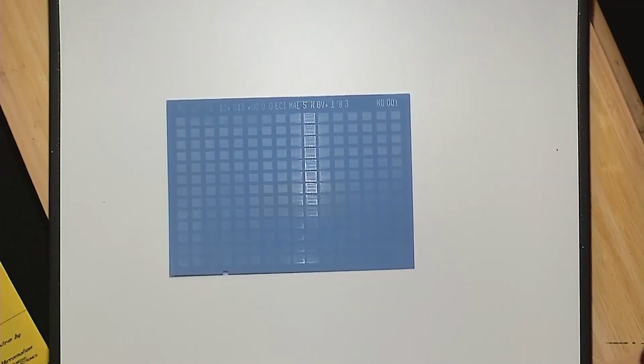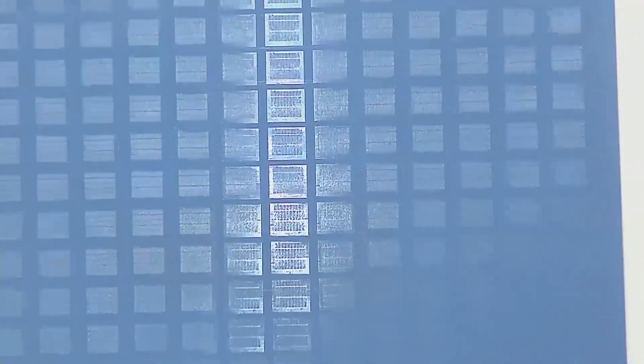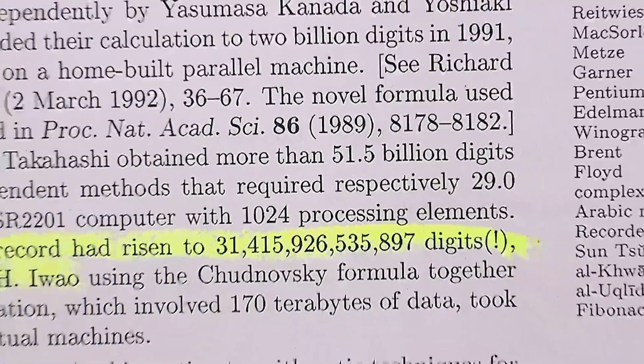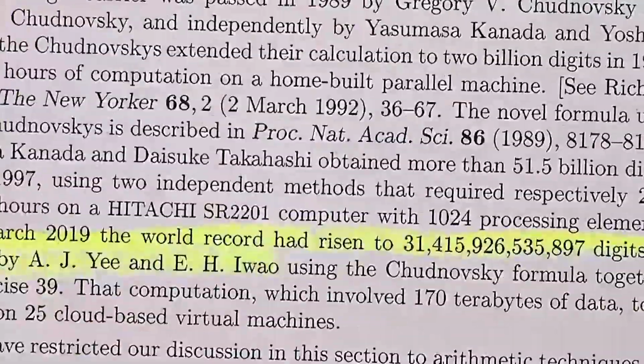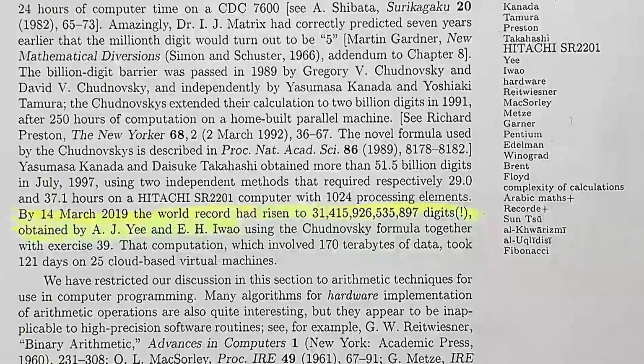Now let's see if we can zoom in here. Yeah, we probably can't read it, but here I have... wow, okay, that's pretty good. So here I have 10 million. Okay, so the question is, of course, what's the current record? And the current record was set this year. It was set on Pi Day. So 14th of March of 2019, the world record.